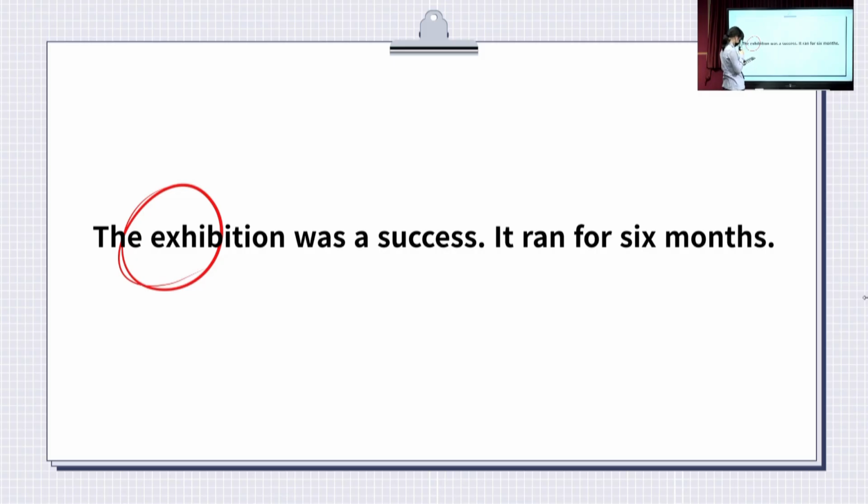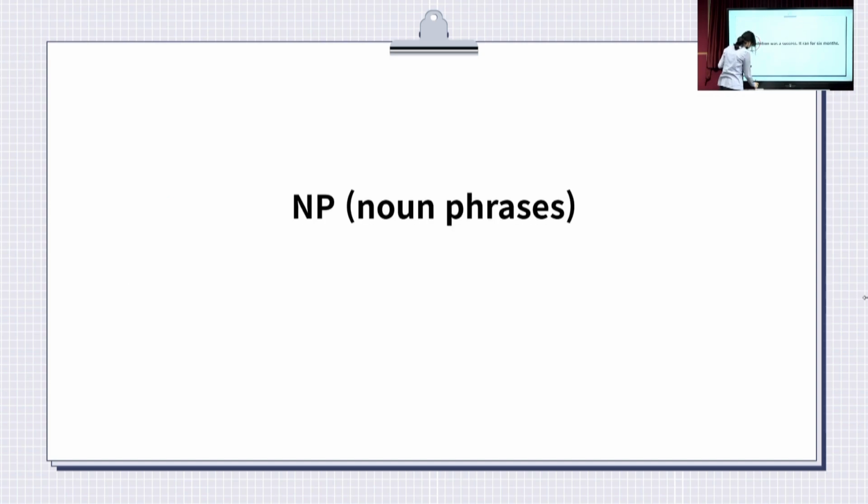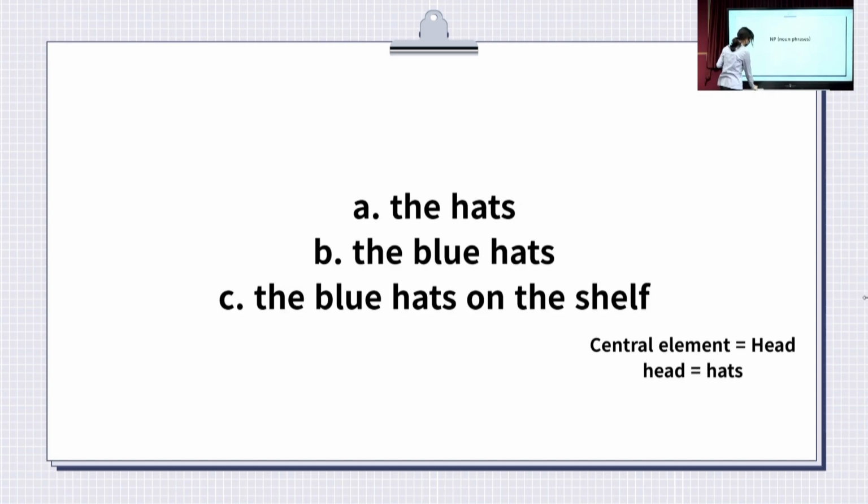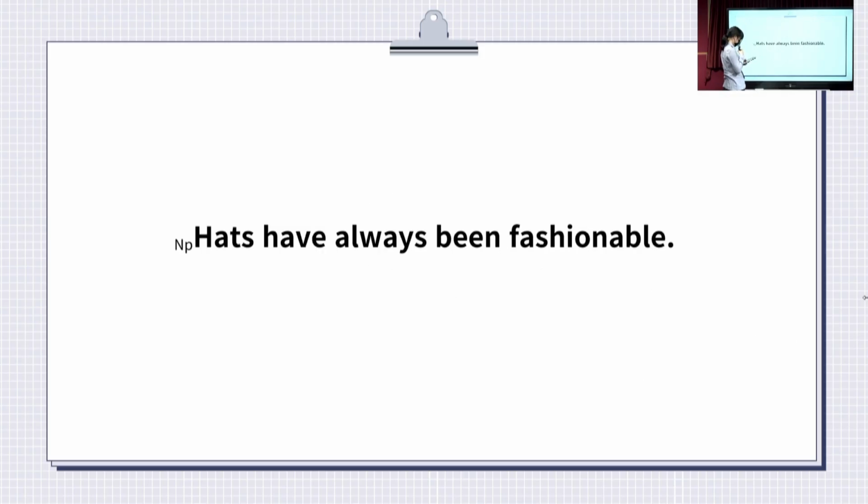Let's look at some noun phrases. These are NPs: the hats, the blue hats, on a shelf. The central element in a phrase is called the head. Heads function as the central elements of phrases. NPs can become very long if you keep adding elements. Let's look at 12. Here, we have an NP with an adorned nominal head.